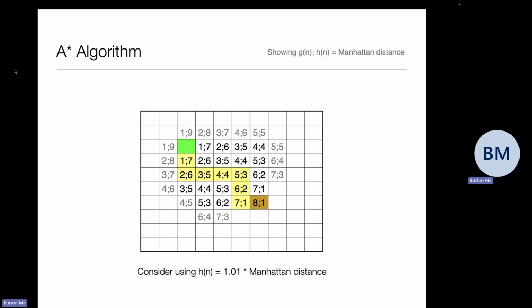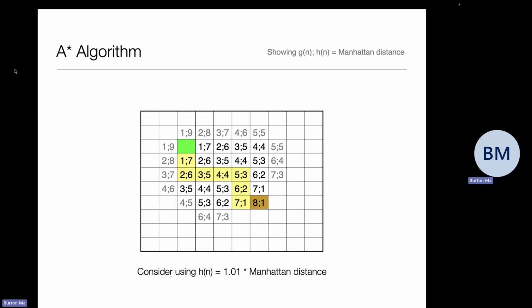So here is the first instance of this, a simple implementation of A star. This uses the Manhattan distance. The Manhattan distance turns out to be an admissible heuristic function. It never overestimates the cost to the goal. So what happens if we plug in something else instead? Instead of using just the Manhattan distance, why don't we use 1.01 times the Manhattan distance? In other words, take the Manhattan distance and multiply it by 1 and add 1%.